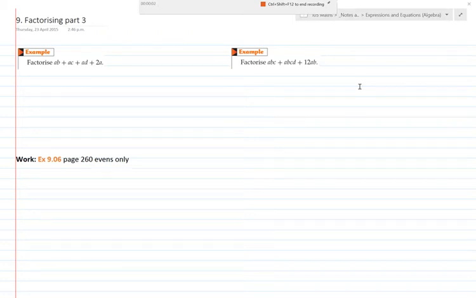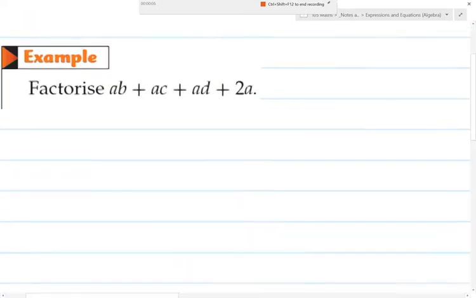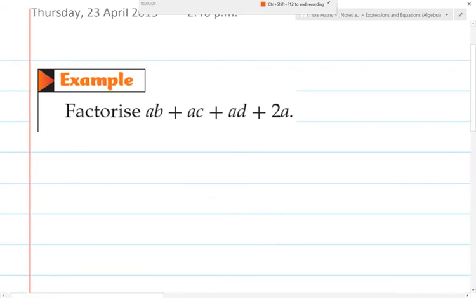Good morning, year tens. In this video, we're looking at factorising when we've got letters mostly. And so we've got to look at our terms and think about what letters are in there. So let's copy this question out.